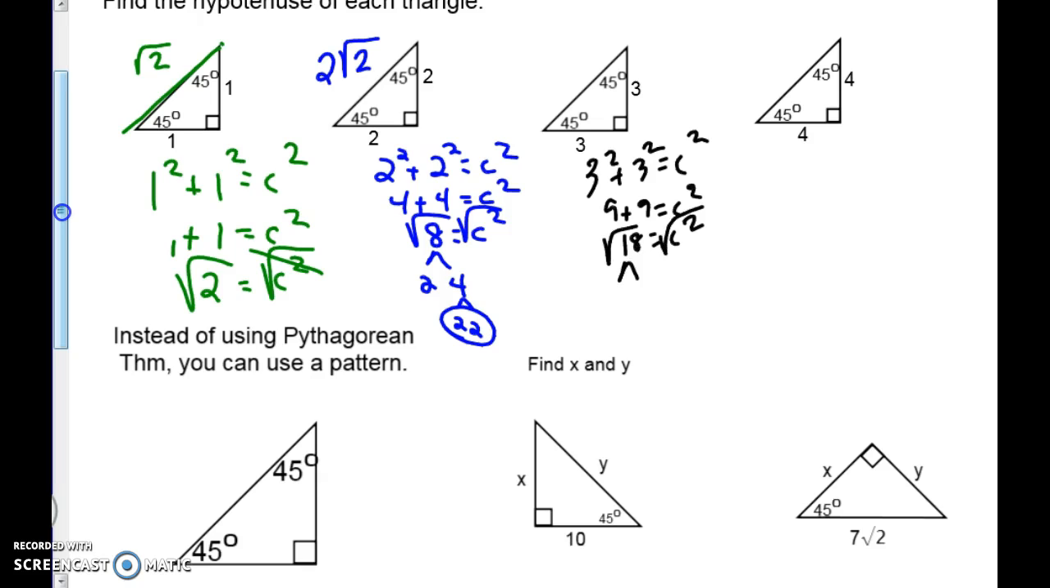How can I break 18 down? 9 and 2. Can I break the 9 down? 3 and 3. Do I have a pair? What happens to my pair? It's to come outside. Who has to stay inside?